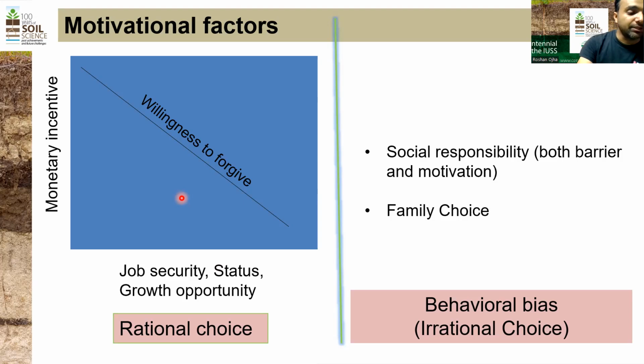Apart from these rational choices, there are some behavioral biases or behavioral irrational choices, such as social responsibilities and family priorities, as an important motivation in their career choices. These sort of behavioral choices hinder researchers and agricultural graduates from exploring the best career opportunities in developing countries.